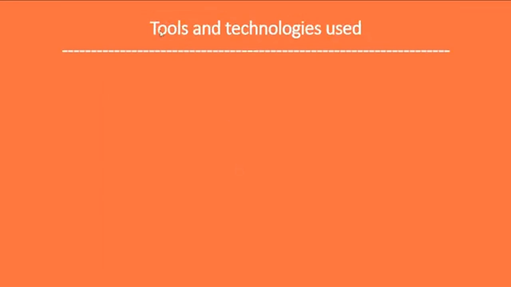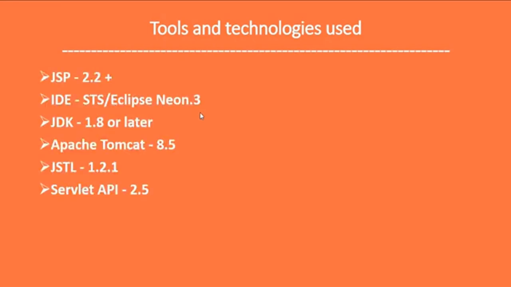So let's have a look into the tools and technologies that we will be using. So we'll use JSP, and we use Eclipse IDE to develop this web application, and we use JDK 1.8 or later, and we'll be using Apache Tomcat 8.5, and we use JSTL and Servlet API. Alright, and we also use MySQL JDBC connector to connect to the MySQL database using JDBC API.